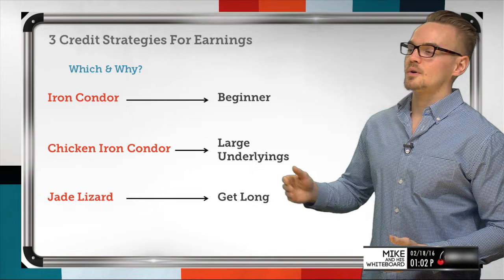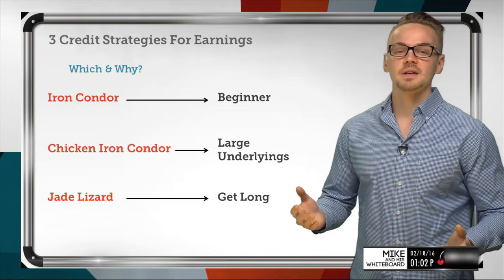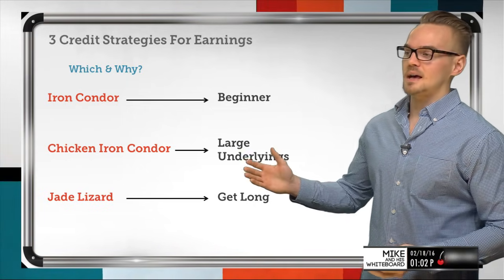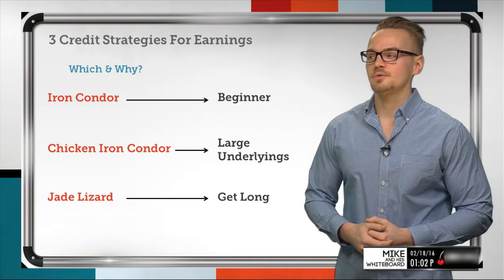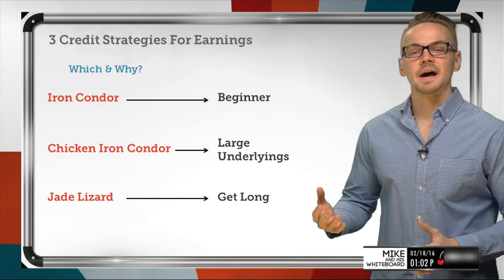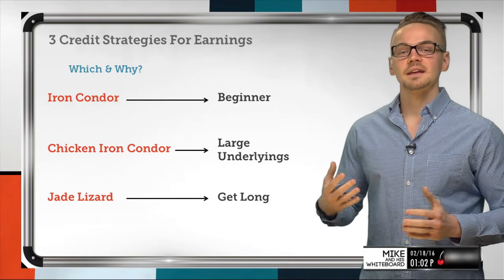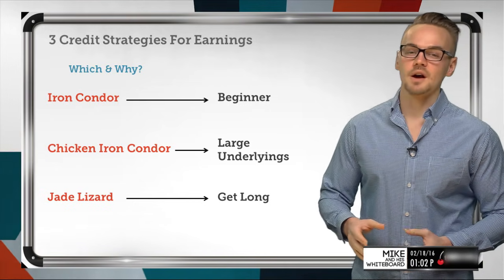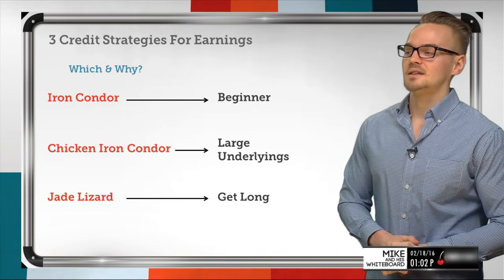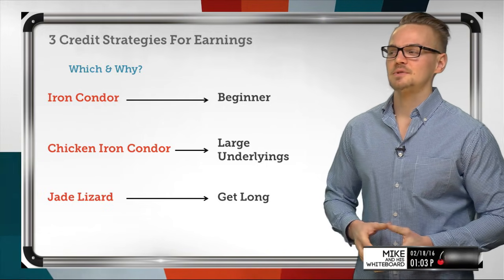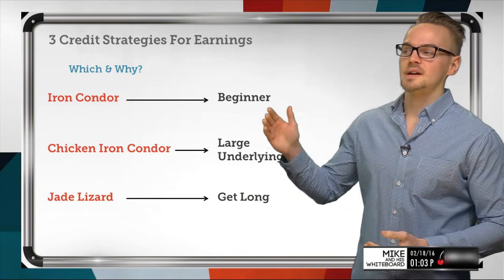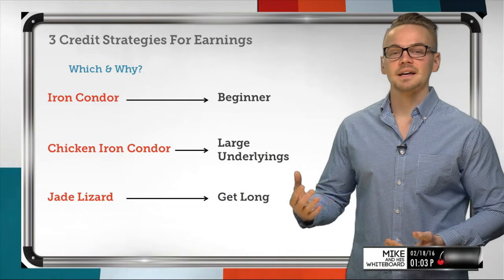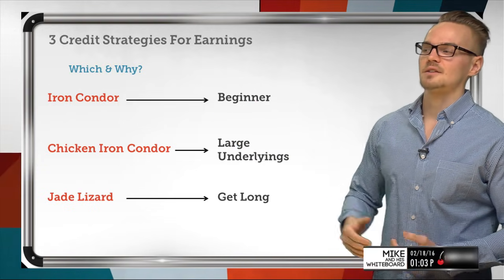So for an Iron Condor, I'm usually going to look at it as maybe a beginner strategy, and you'll see why on the next slide. But let's take a look at the Chicken Iron Condor. The Chicken Iron Condor is something I'm going to do for maybe larger underlyings. It usually works best for large underlyings, and it gives me some protection in a certain way that we're going to cover. And lastly, we're going to look at the Jade Lizard. For me, this is an opportunity to get long with the Jade Lizard. There is a difference between the Jade Lizard and these 2 strategies up here, which we'll cover on the last slide.